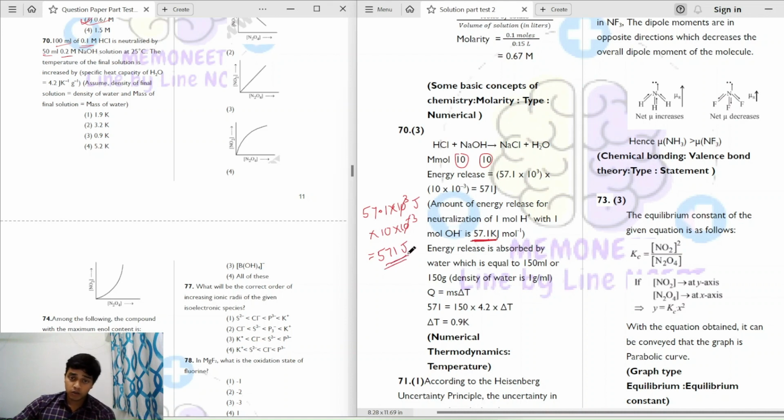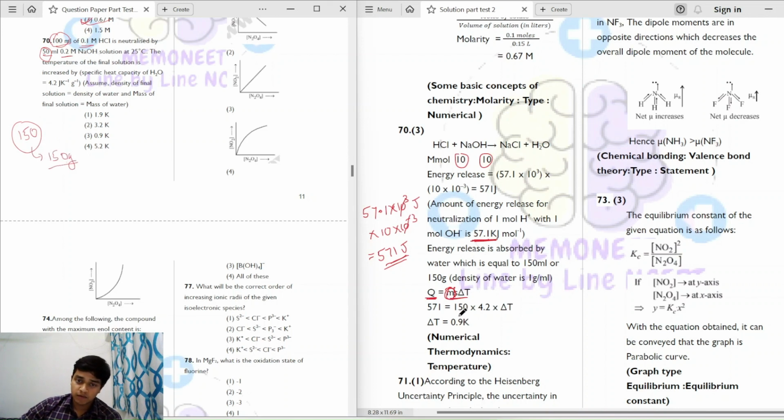So now we also need to find the change in the temperature, right? So we know the heat is given as Q is equal to ms delta T, where S is the specific heat of the solution. Also, we have to know the mass of the solution. So if we take a look, we have mixed 100 ml and 50 ml. So it gives us the total volume of solution as 150 ml, right? And for water, we can assume that density is 1. So 150 ml can be written as 150 grams.